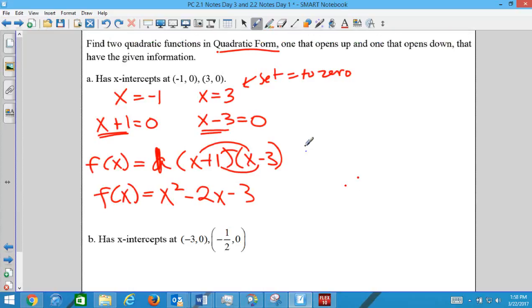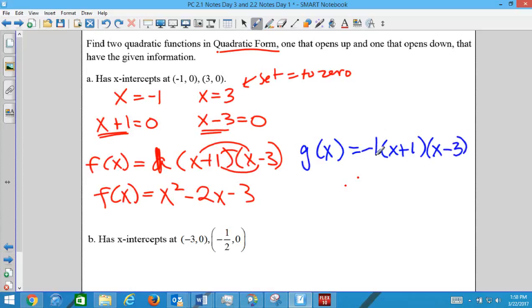Then we have to do a second equation. But this one has to open down, but have the same x-intercepts. So it's going to have the same factors. It's just going to have a different number out front. What number is going to be out front so this one opens down? Any negative number. What negative number would you like to choose?